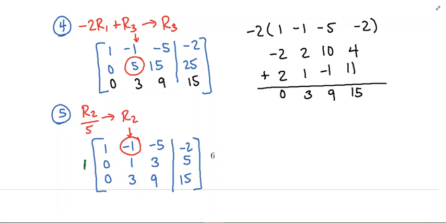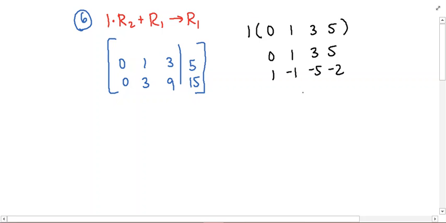Let me just make sure that's right before I write the wrong thing down. All right, and so now add. So this is going to be 1, 1 plus -1 is 0, 3 plus -5 is -2, 5 plus -2 is +3. So there is your new row 1. All right, so far so good.